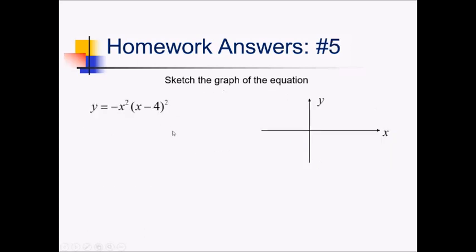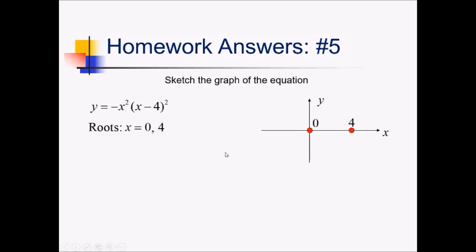To graph this polynomial, let's start with the roots, the x-intercepts. Getting each of these factors to equal 0, for this negative x squared, we see that x has a value of 0, and for this x minus 4 squared, x equals 4 is going to be that root. So let's put those on our graph. We have 0, the origin, and also 4 somewhere over here to the right of the y-axis.